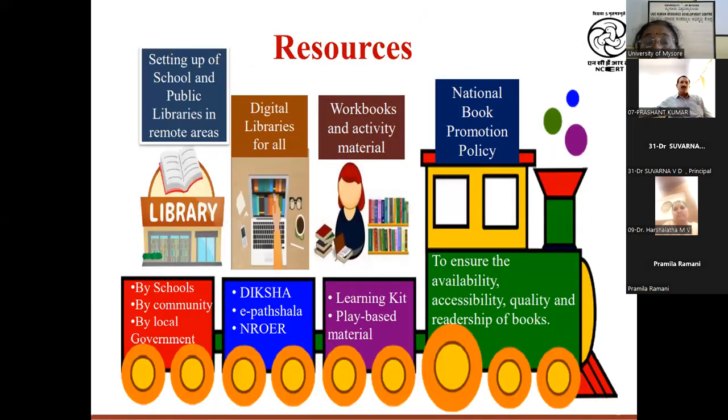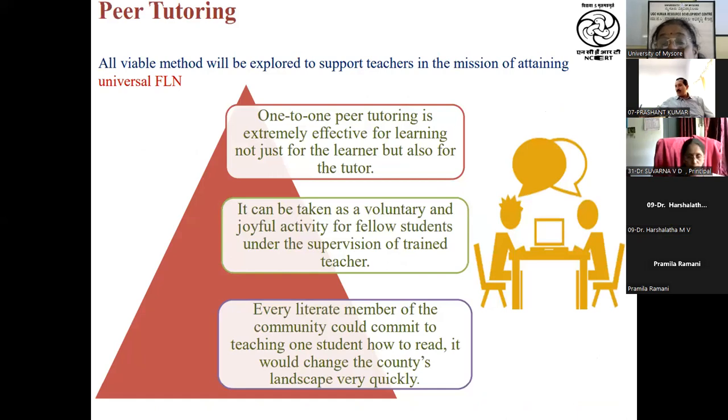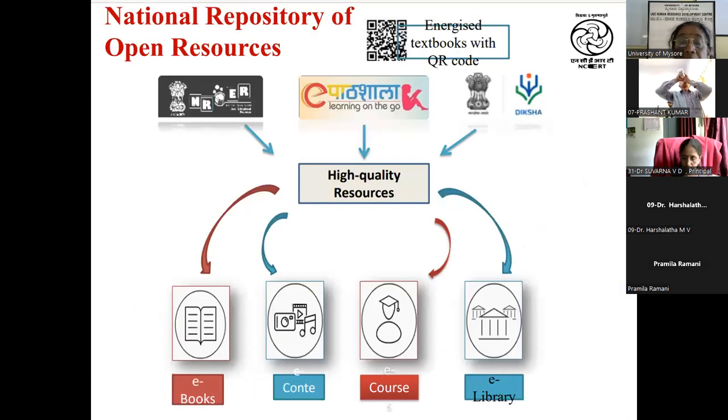So the resources: setting up of school and public libraries in rural areas, digital libraries, that is Diksha we were talking about, and workbooks and activity material, then the national book promotion policy. And peer tutoring, one-to-one peer tutoring is extremely effective. So among the students only, it can be taken as a voluntary and joyful activity for fellow students under the supervision of a trained teacher. Of course, the teacher should be there, otherwise they may fight. Every literate member of the community could commit to teaching one student how to read. It would change the country's landscape very quickly. So high quality resources are the books, library, etc.